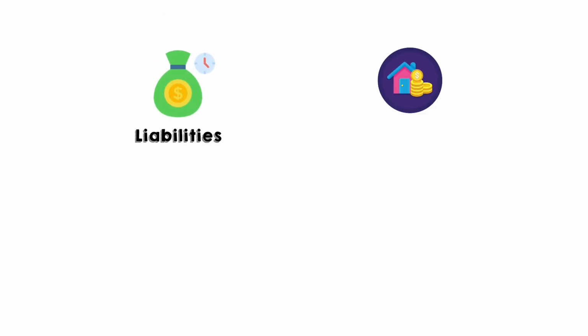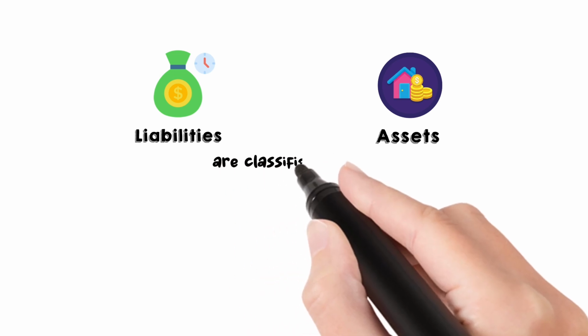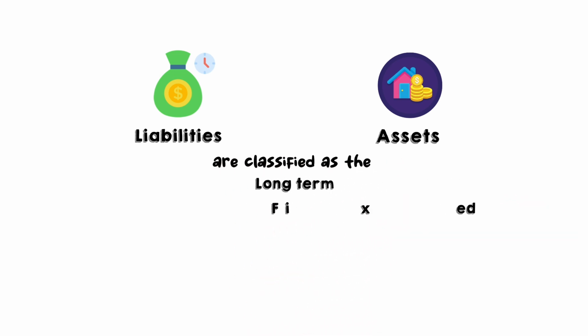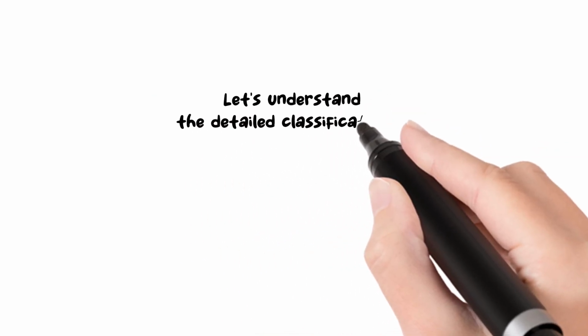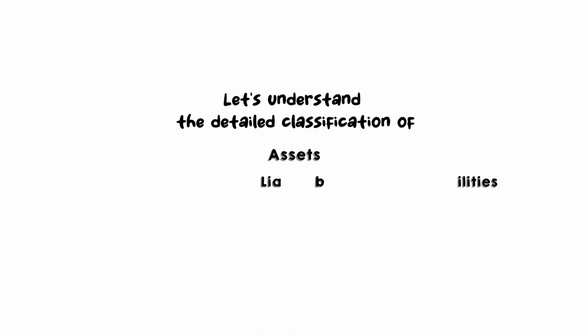Balance sheet classification of items. The liabilities and assets are classified as the long-term or fixed and the short-term or current. Let's understand the detailed classification of assets and liabilities in the balance sheet.